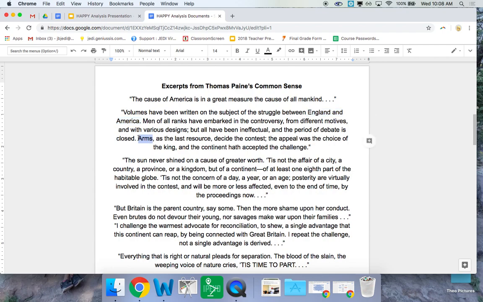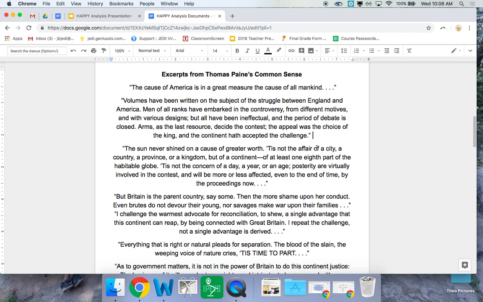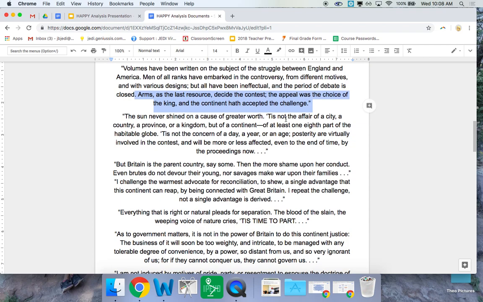Arms, meaning guns, as a last resource, decide the contest. The appeal was the choice of the king, and the continent had accepted the challenge. So in 1775, the battles of Lexington and Concord actually already took place. So he's talking about how arms is now the answer to the injustice of the king. The sun never shone on a cause of greater worth. 'Tis not the affair of a city or a country or a province or a kingdom, but a continent of at least one-eighth part of the habitable globe.